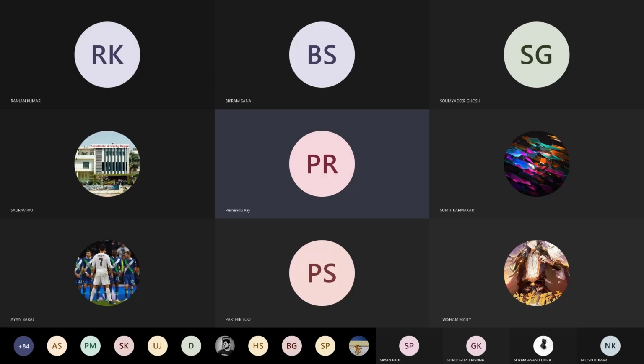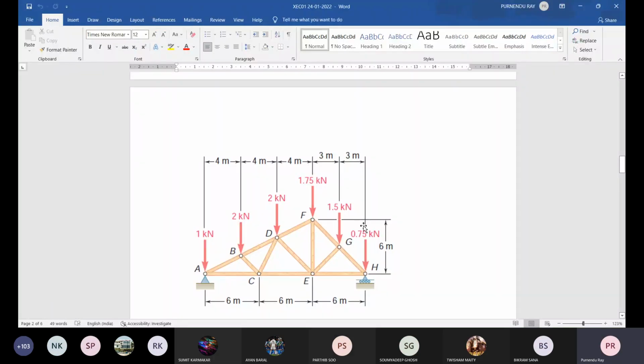A plane truss has vertical downward forces of different magnitudes applied at the hinges. Two supports are there, normally called simple supports, at A and H, and the joints are identified in this way: A, B, C, D, E, F, G, H, etc.